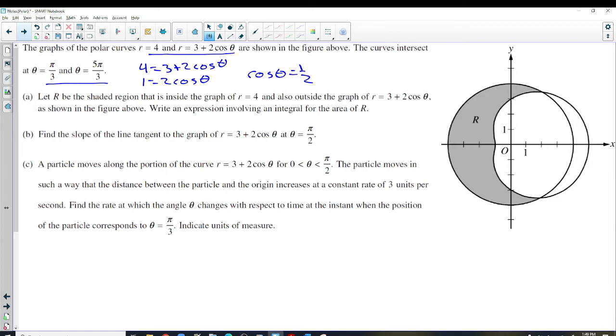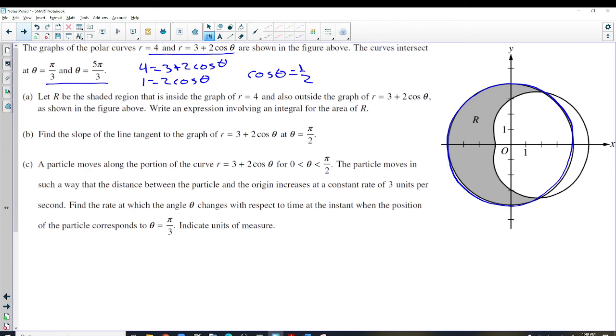A, let R be the shaded region that is inside the graph of r equals 4. r equals 4 is a circle. It means the radius is 4 all the time. Well, that's the definition of a circle. The radius never changes. And then that dimpled limacon is the 3 plus 2 cosine. So inside the circle is outside the graph. They give you a nice little shaded region to tell you where that is.